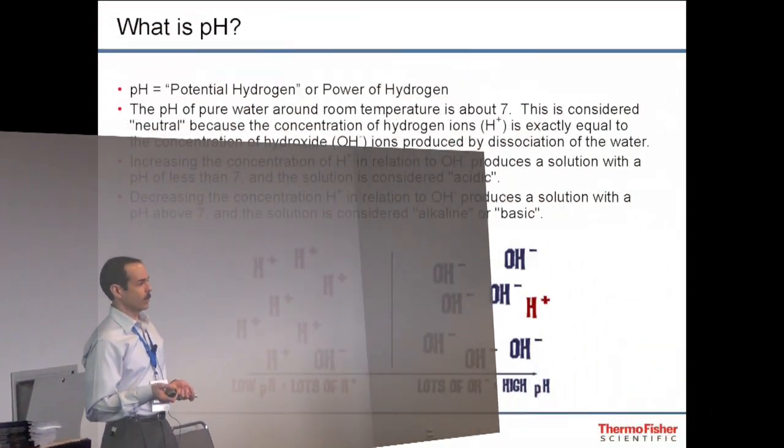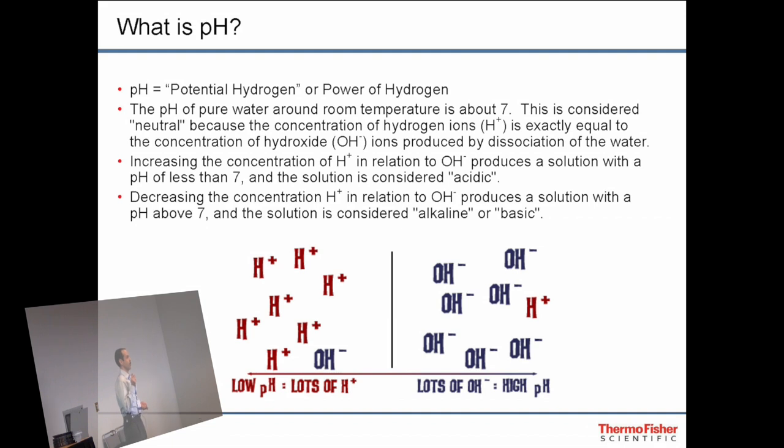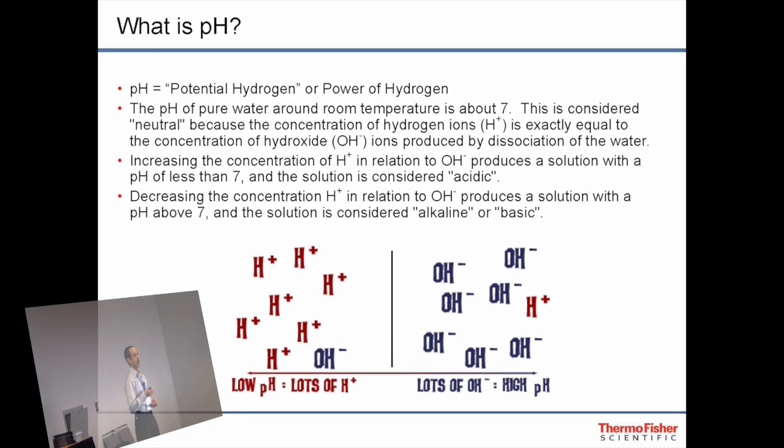So what is pH and what does the pH scale look like? We're measuring hydrogen, as I just mentioned. If we think of pH first in terms of water around room temperature, pure water around room temperature has a pH of 7. And water, as you know, is H2O, right? So water, H2O, has hydrogen ions, and it also has hydroxide ions.